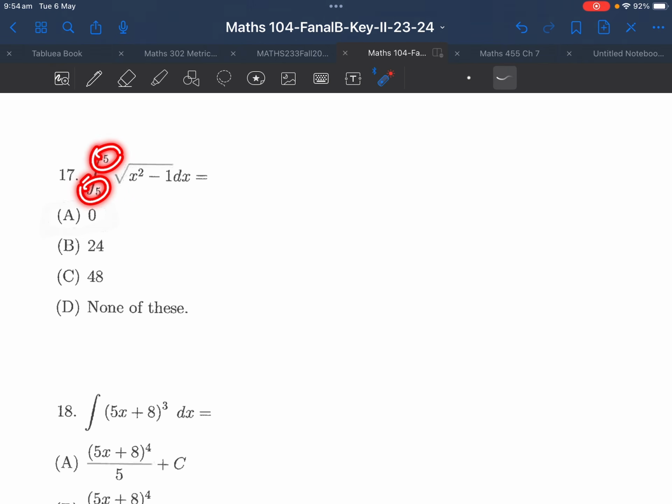Next question is the integral from 5 to 5. This is one of the formulas that we have. The integral from a number to itself is always 0.